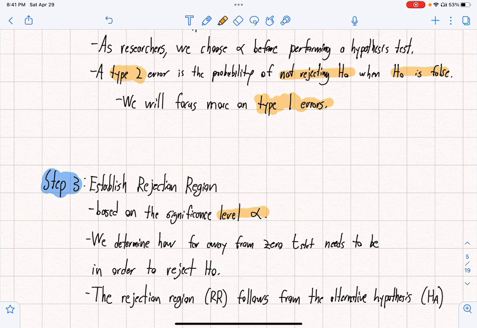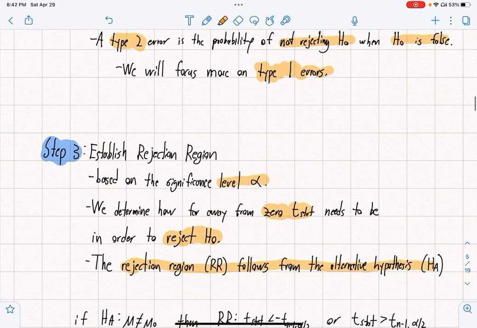What we're trying to determine is how far away t-stat needs to be from 0 in order to reject H naught. We're interested in extreme values of t-stat, by which I mean values far away from 0. That could be large positive values or large negative values. The rejection region determines the threshold value that t-stat needs to pass in order to reject the null hypothesis, and this rejection region follows from the alternative hypothesis.